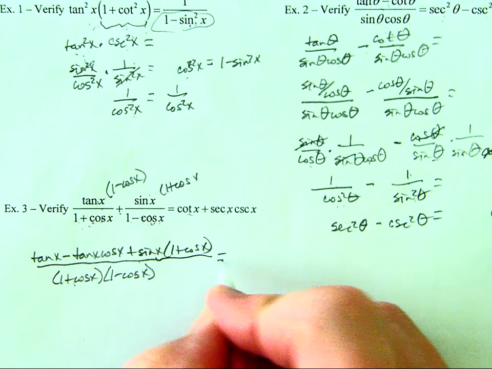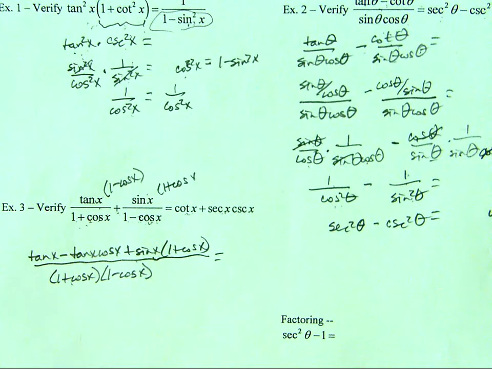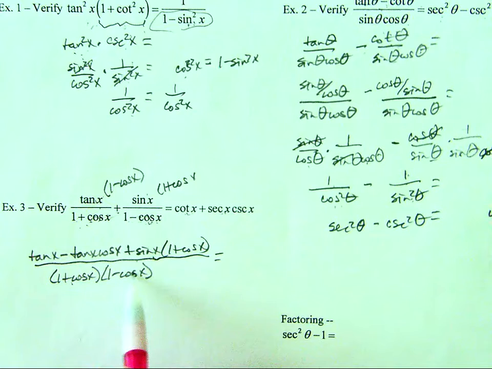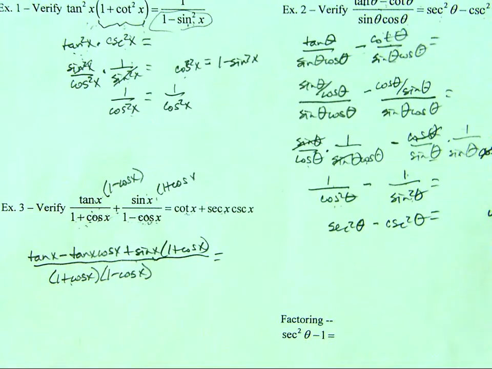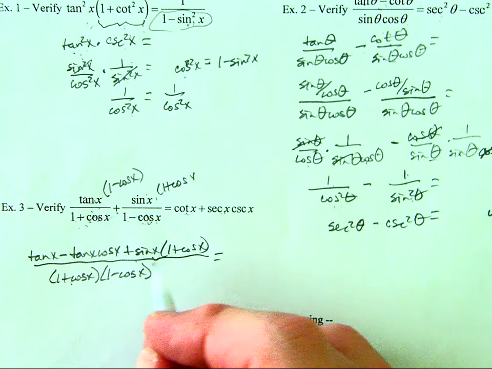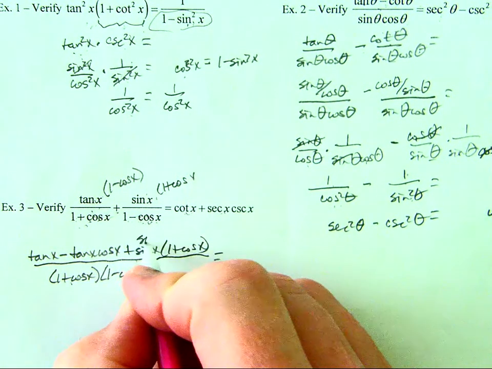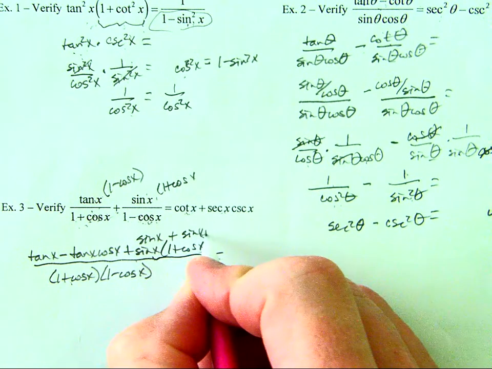Even though that's trig functions, that's the same thing you've done before in regular old math classes. When you want to get a common denominator, you multiply the two denominators together, take the first fraction times the other denominator, take the second fraction times the first denominator. So it looks like this. Here, if I distribute this out, that's going to be sine x plus sine x cosine x.